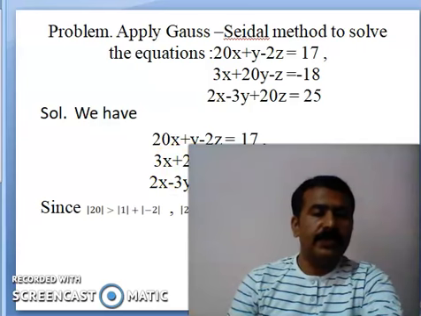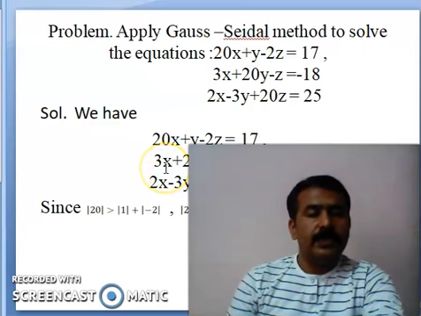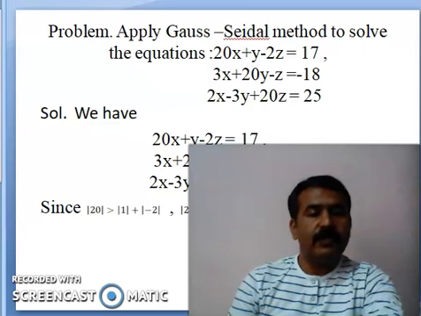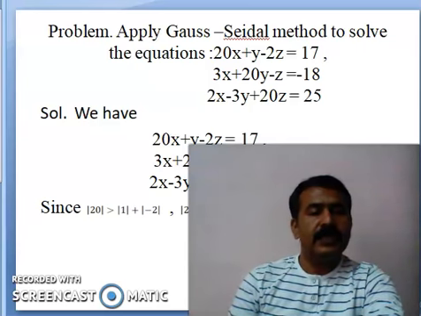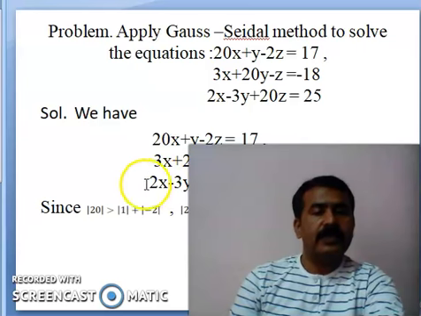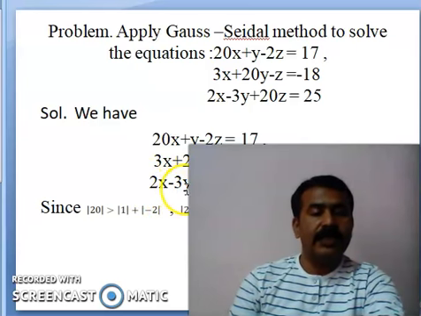Now from the second equation, 3x plus 20y minus z equal to minus 18, the coefficient of y is 20. So modulus of 20 is greater than modulus of 3 plus modulus of minus 1. Here the coefficient of x is 3 and the coefficient of z is minus 1. Here also the condition is satisfied.